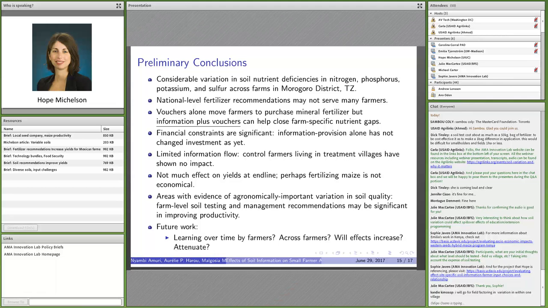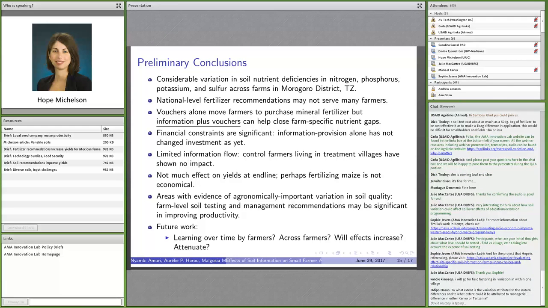There's something to talk about here in terms of fertilizing maize and the profitability of doing that. I want to stress this idea that in areas with evidence of agronomically important variation in soil quality, it may be important to think about farm-level soil testing and management recommendations. That brings me to my last point and the last slide I'm going to show you. In terms of future work, there are interesting questions about how these dynamics change over time, what learning looks like across farmers, and whether effects stay, increase, or attenuate. Cara is going to talk about some of those questions.